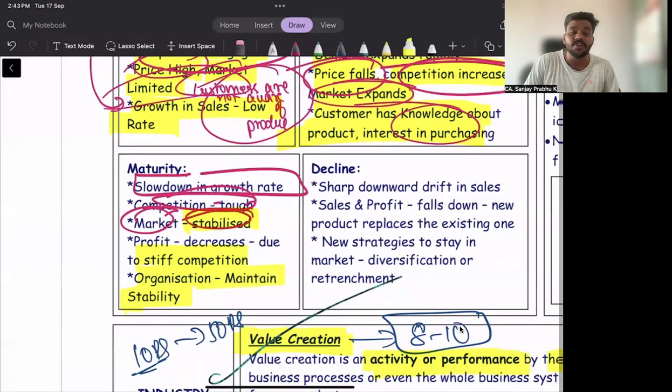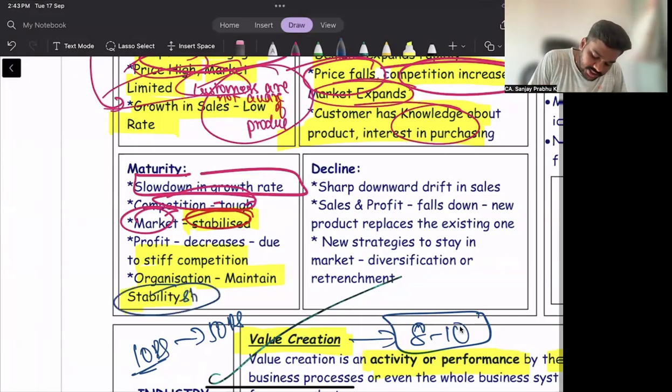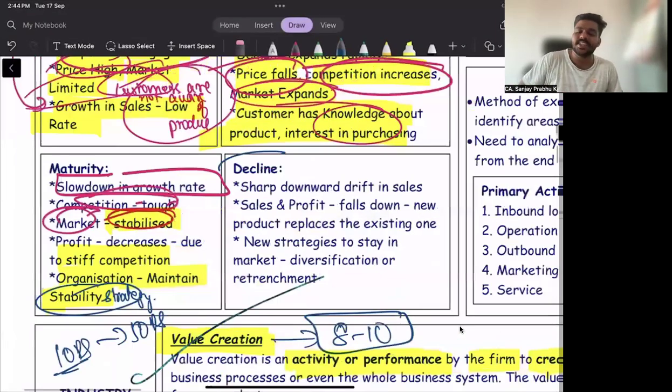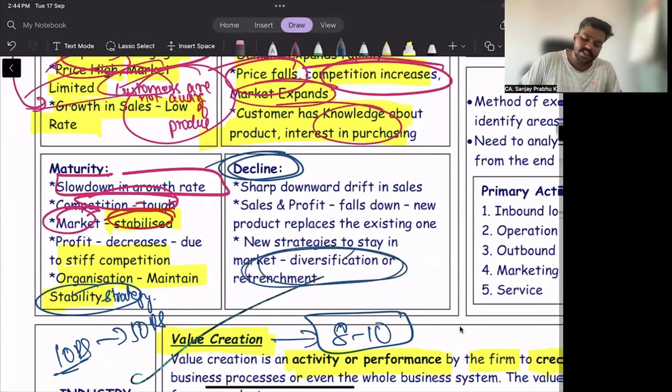Competition gets even tougher. Profit will decrease. Market gets stabilized. At this point, every organization should go for a stability strategy. At maturity level, we should go for stability strategy. At growth level, we should go for expansion strategy. And now comes the declining stage, where we have to go for retrenchment strategy. See, strategies aim at smart diversification or retrenchment.